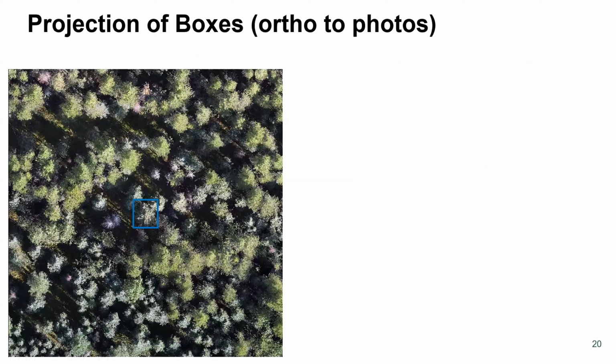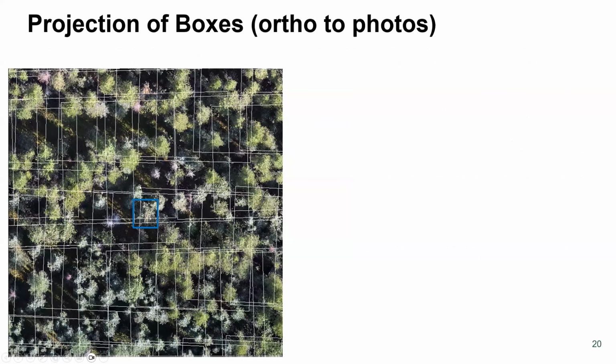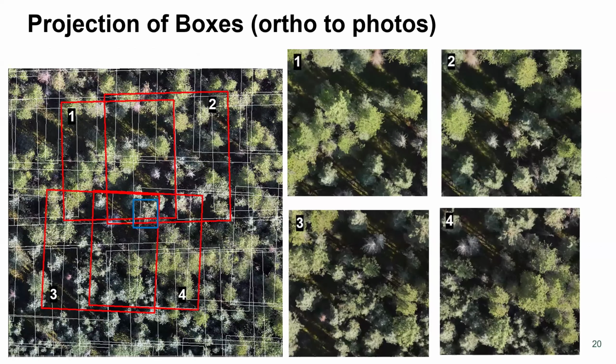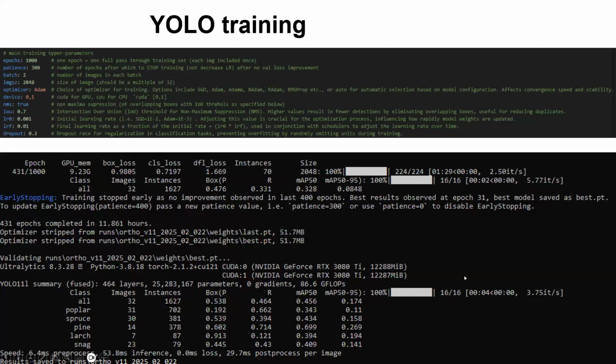So here is an example of a projection from GIS to photos. There is this blue box, and you see these white outlines at the ground footprints of the different photos. We had to find the photos in which that box is seen, that is these four, and then we project the box into the photos using this code. So this is the same tree in the four photos seen from these four different photos.